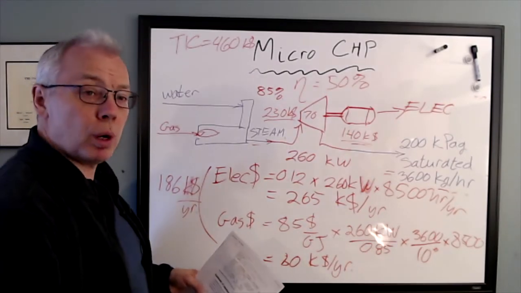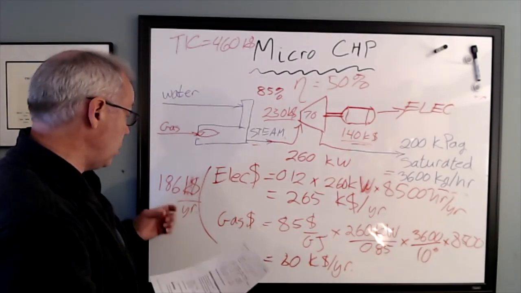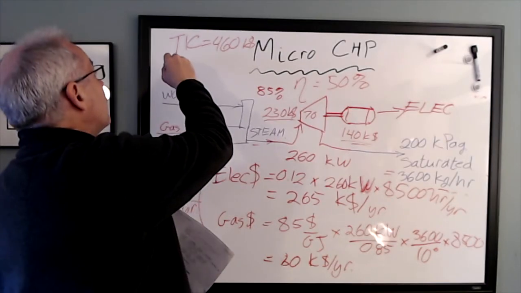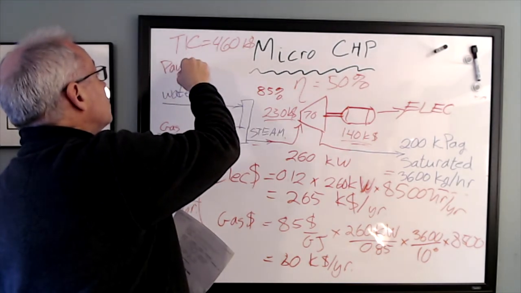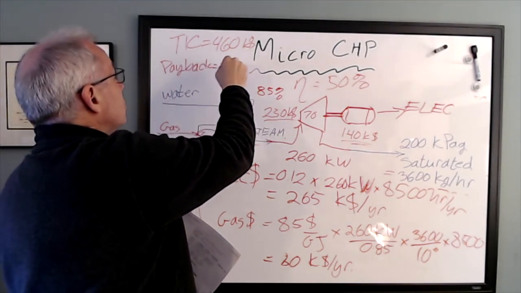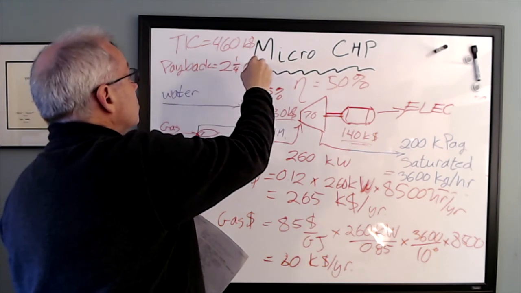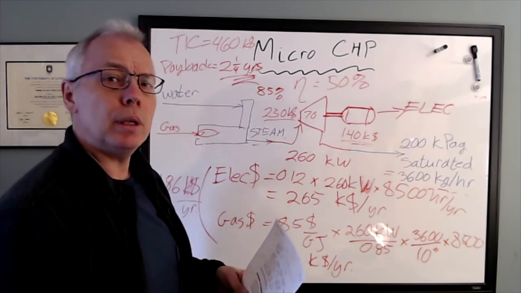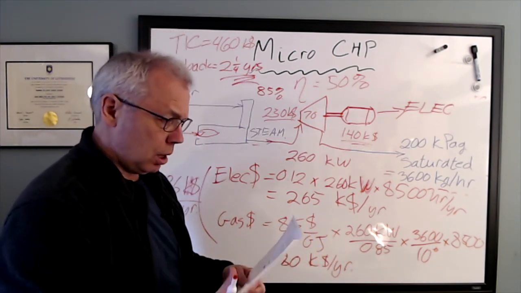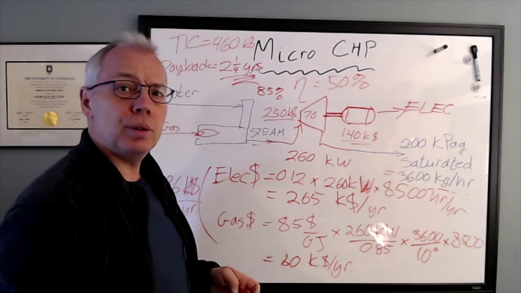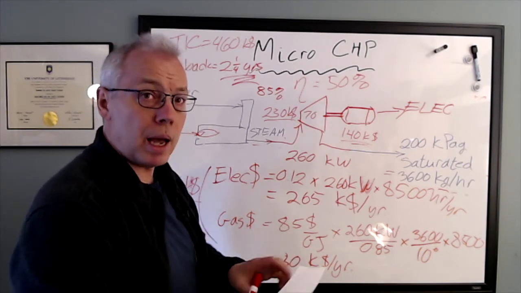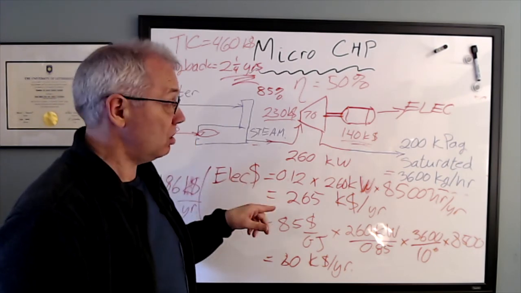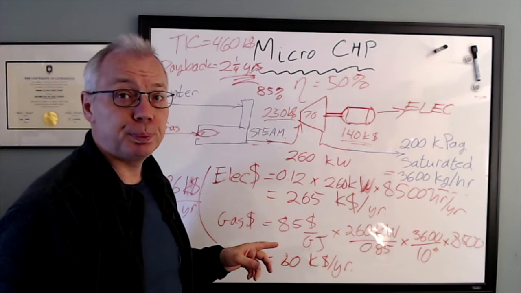Okay, so we got $460,000 that we have to spend, and we're going to save $186,000 per year. So our payback looks like it's in the range of about 2.25 years. And for doing literally 15 minutes worth of engineering, that definitely says we should spend a little bit more effort looking into this, because this looks like a really good project to do.